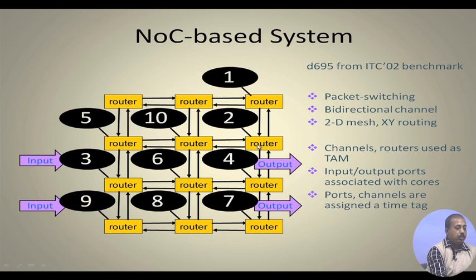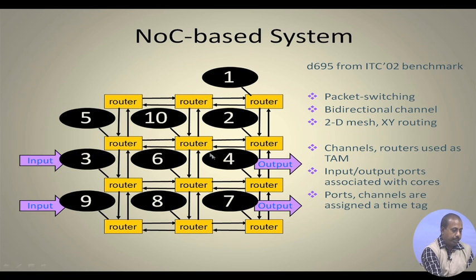So it is sent to this router. From here it comes to this router, knowing that the destination is core 4. Then it goes to core 4, and that is connected to the output. So this way XY routing will be utilized for transporting test patterns and responses between the cores, from the input core to the core under test to the output. So you can see that we can do parallel testing.